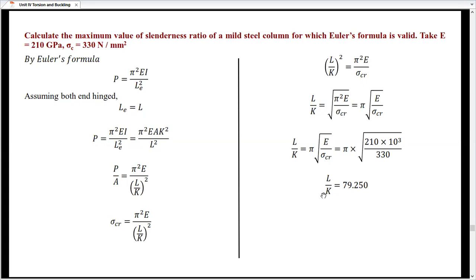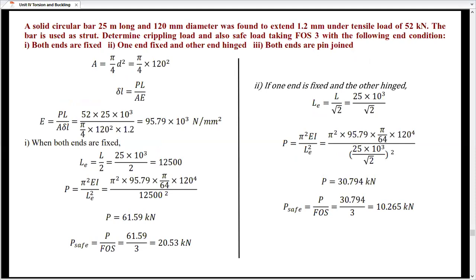Okay. Next part, suppose if you want to calculate safest load. Now again, suppose this is the one statement. They have given a solid circular bar with 25 meter length and 120 mm diameter, which was found to extend 1.2 mm. That is, deflection is given under the tensile load of 52 kilonewton. The bar is used as a strut to determine crippling load and also safe load by taking factor of safety 3 with the following conditions. So they have given this condition: both the ends are fixed, one end is fixed and other is hinged, and third part they have given both the ends are pin joint.